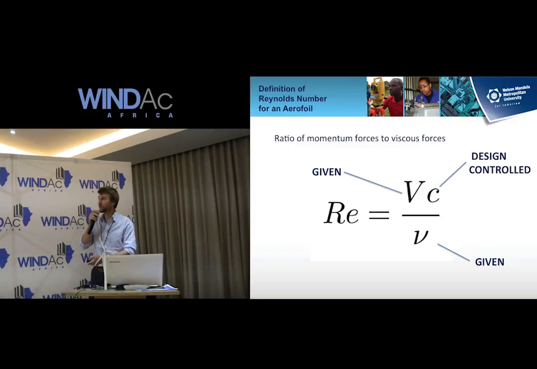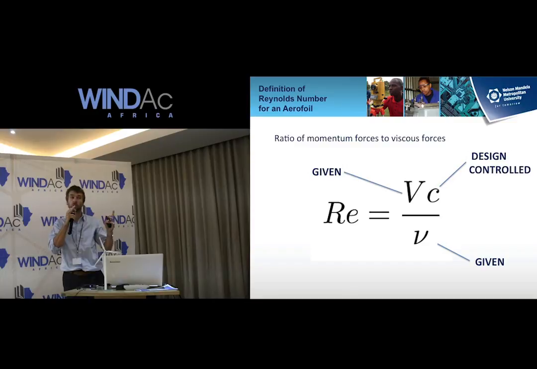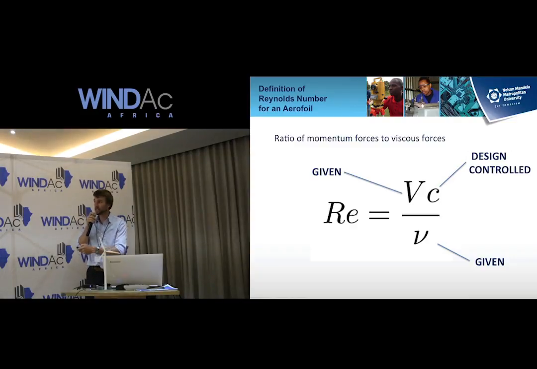So how do we change the Reynolds number? There's the equation for Reynolds number. Your velocity that your blade is moving at and your wind velocity, let's say, is a given. Can't do anything there. Your kinematic viscosity is a given. The length or the width of your blade, your chord length, is something that you can change. Okay, so that's pretty much the only parameter we can change while designing a blade. And so that's what I'm playing with.